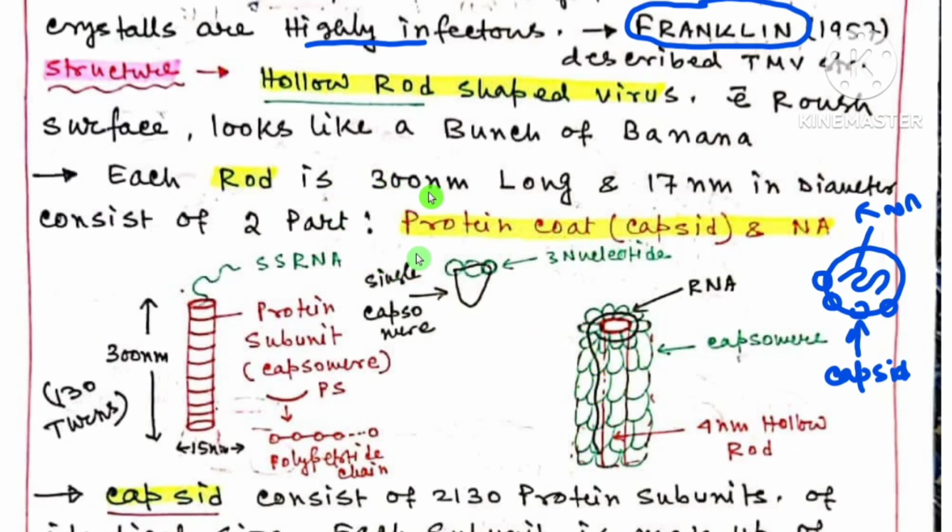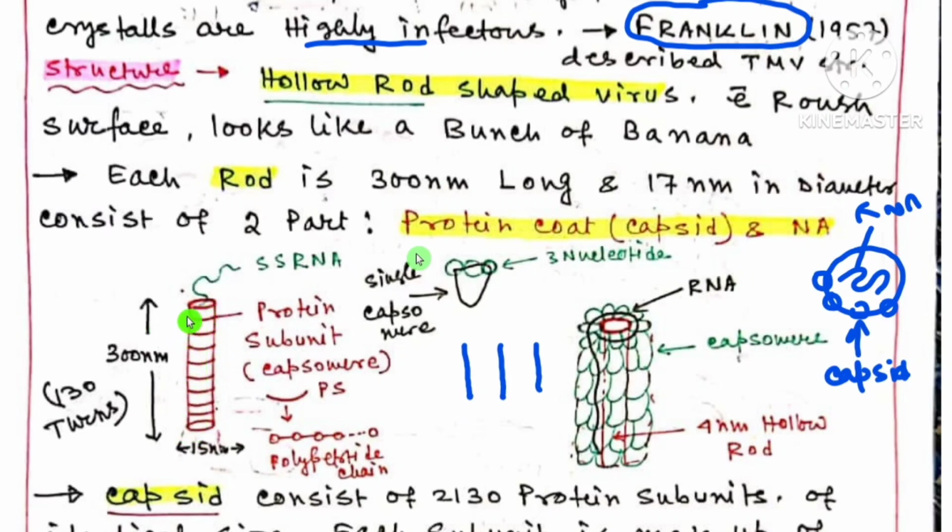Each rod is 300 nanometers. Suppose this is a tobacco mosaic virus. Each tobacco mosaic virus is a rod-shaped structure, and the length of this rod is 300 nanometers. It is obviously made of two parts: one is the protein coat or the capsid, and the other is the nucleic acid.